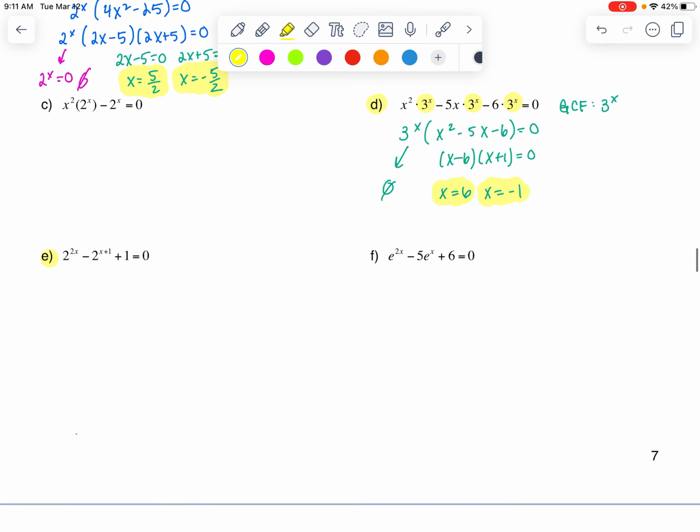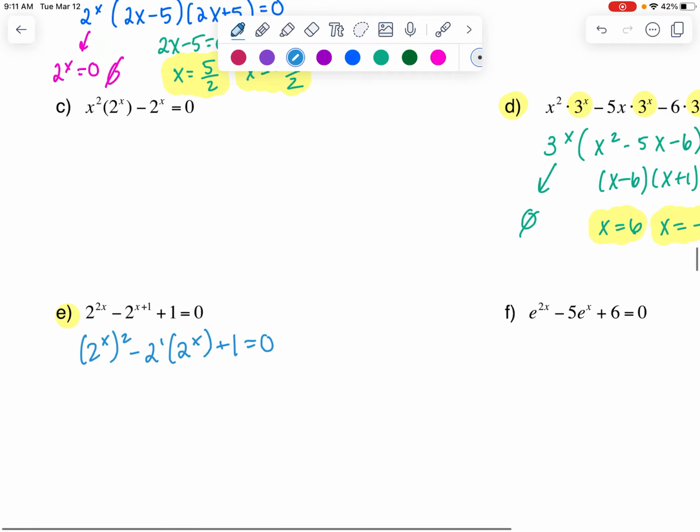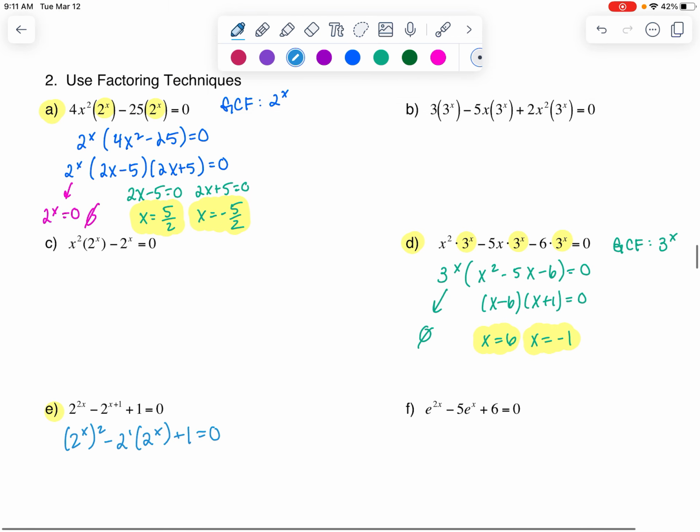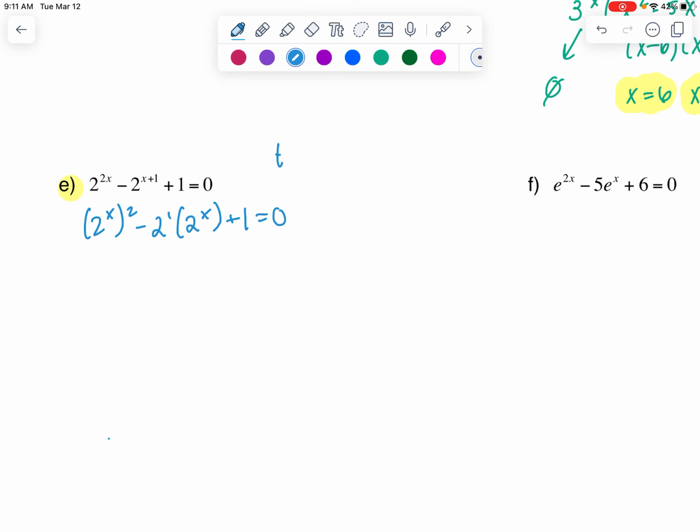Okay, parts E and F are when we're going to have to use something else, right? So if I'm looking at part E, in this case, if there is no GCF, we're going to go ahead and use U substitution, okay? Same process, I'm going to rewrite this as 2 to the x squared minus 2 to the first power, 2 to the x, plus 1 is equal to 0, right? Different from the other ones where each term had that GCF, this one does not, so we are going to have to use T substitution. T substitution or U substitution, they are pretty much the same exact thing.